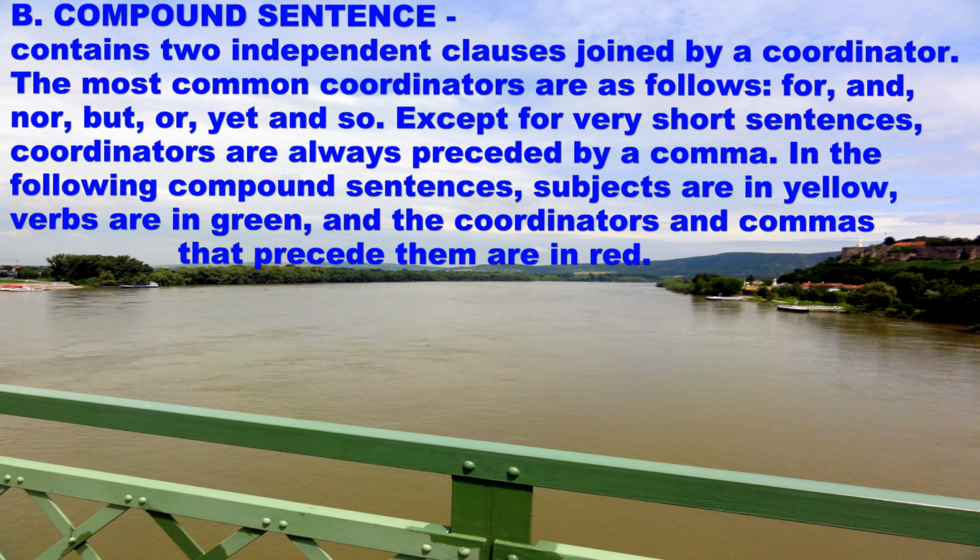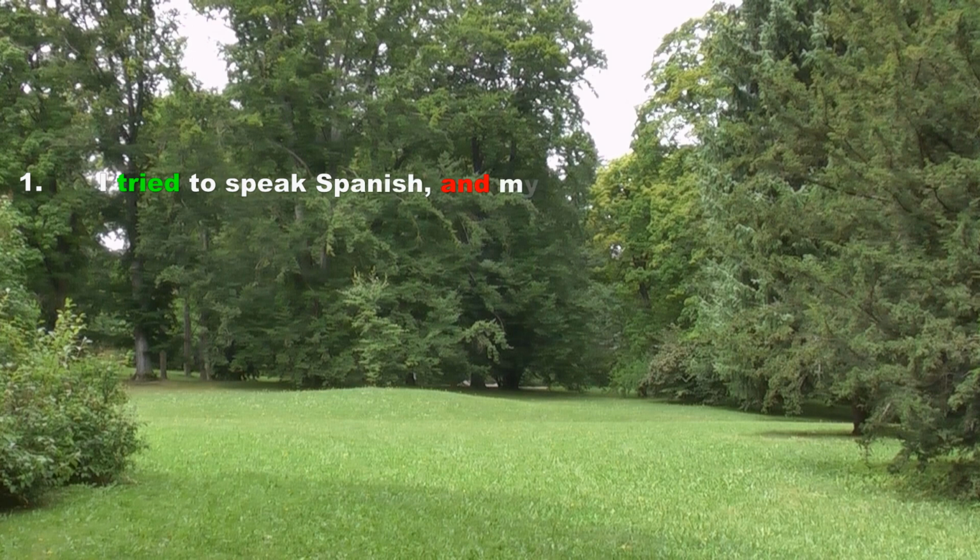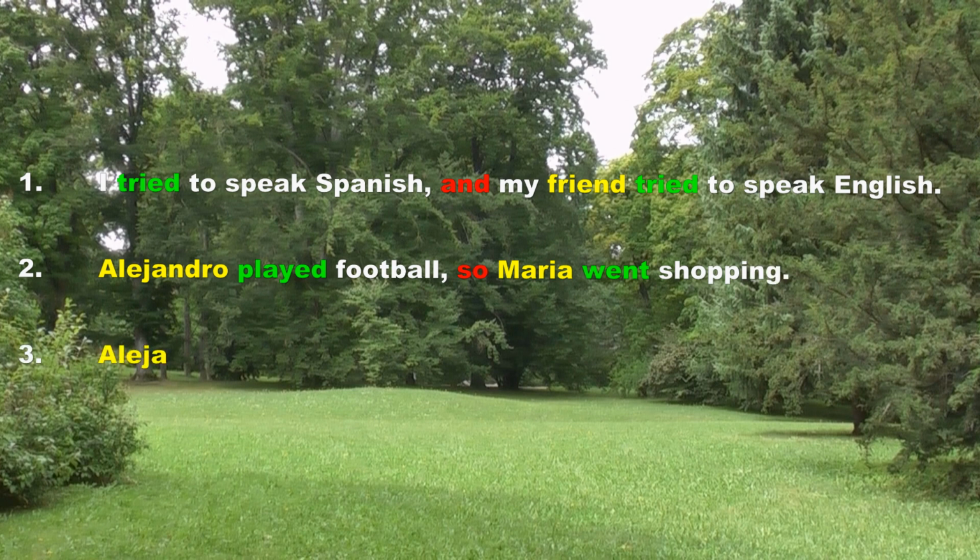In the following compound sentences, subjects are in yellow, verbs are in green, and the coordinators and the commas that precede them are in red. Number 1, I tried to speak Spanish and my friend tried to speak English. Number 2, Alejandro played football, so Maria went shopping. Number 3, Alejandro played football, for Maria went shopping. In this last sentence, the word for is a synonym of because.